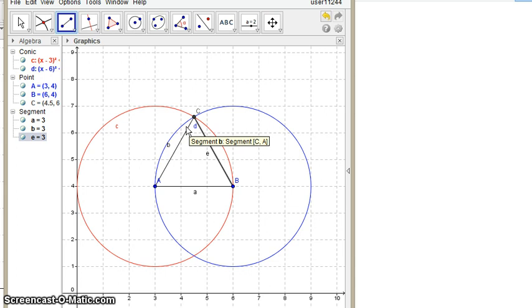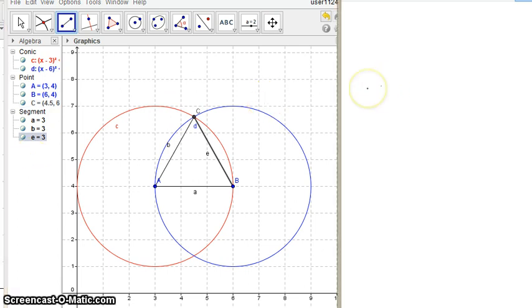Step 4 says we claim that ABC, the triangle, is the required equilateral triangle. So we've made our construction, we're not going to build anything else. We just need to prove that what we've built is what we said it was, the equilateral triangle. So now we're going to go ahead and go through the proof.